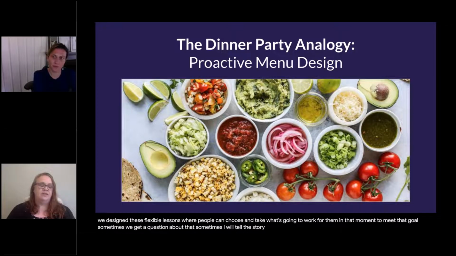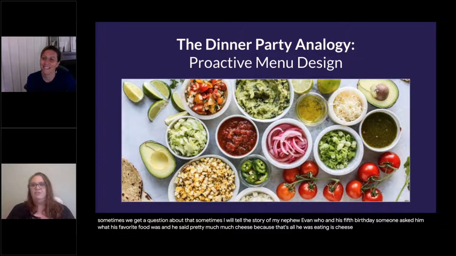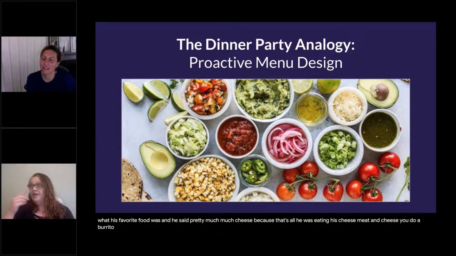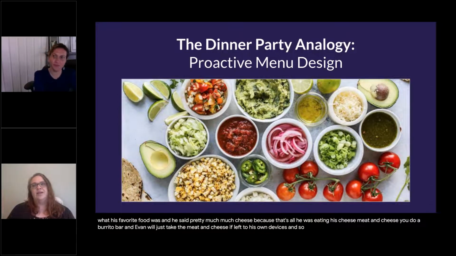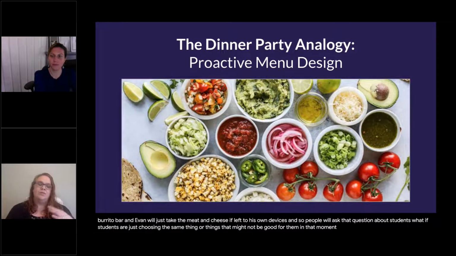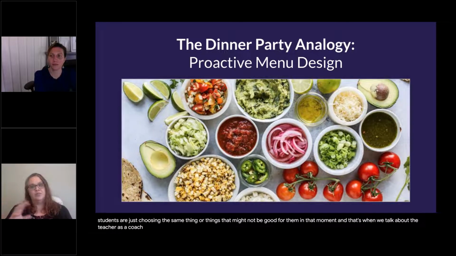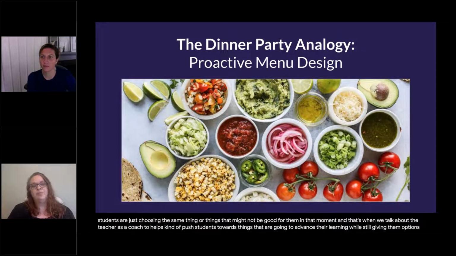Sometimes I will tell the story of my nephew, Evan, who on his fifth birthday, someone asked him what his favorite food was. And he said, pretty much cheese, because that's all he was eating, meat and cheese. You do a burrito bar and Evan will just take the meat and cheese if left to his own devices. And so people will ask that question about students. What if students are just choosing the same thing or things that might not be good for them in that moment? And that's when we talk about the teacher as a coach to help push students towards things that are going to advance their learning while still giving them options.